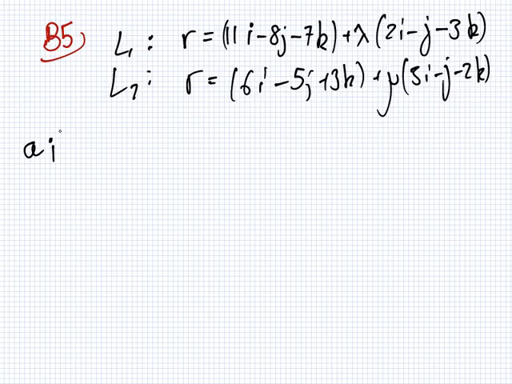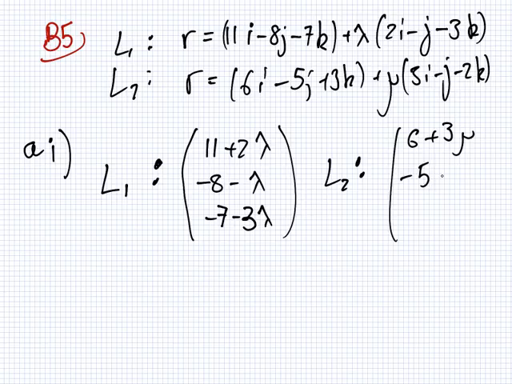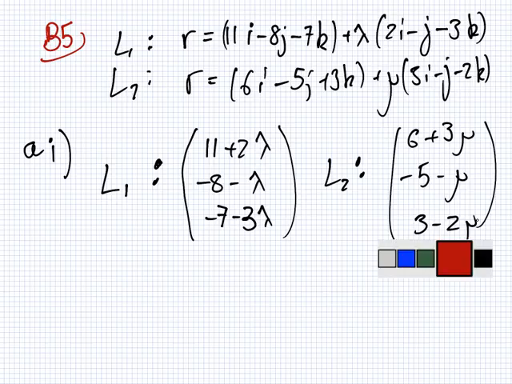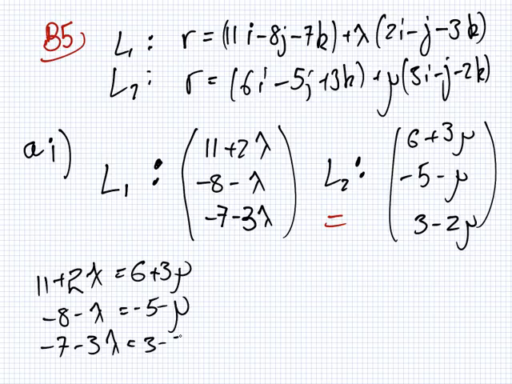The first thing I'll do is change L1 like this: 11 plus 2 lambda, minus 8 minus lambda, minus 7 minus 3 lambda. And L2 like this: 6 plus 3 mu, minus 5 minus mu, 3 minus 2 mu. These are my two vector lines. How do you show two vector lines meet? How can you find where they meet? Not plus them, equal them. So you get 11 plus 2 lambda equals 6 plus 3 mu, minus 8 minus lambda equals minus 5 minus mu, minus 7 minus 3 lambda equals 3 minus 2 mu.